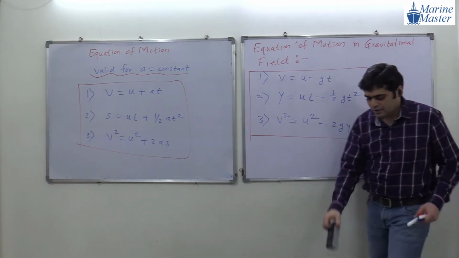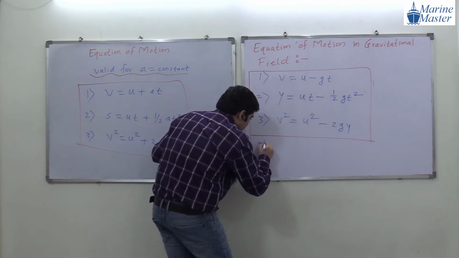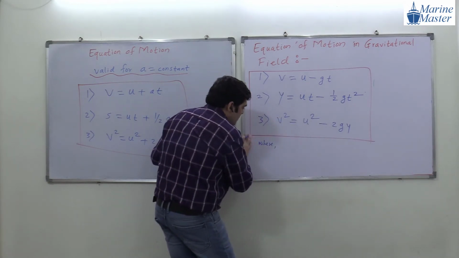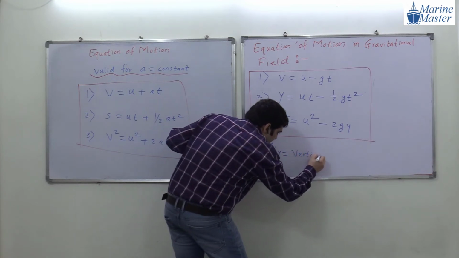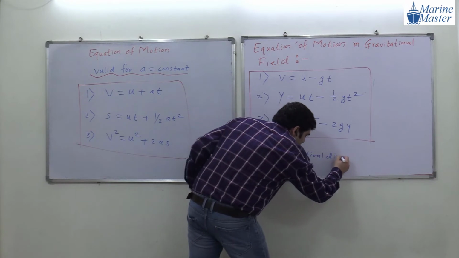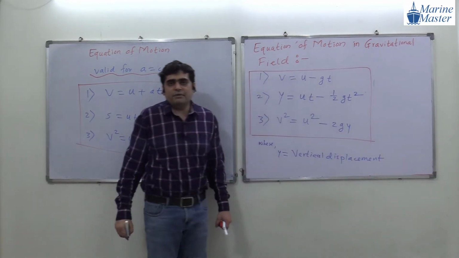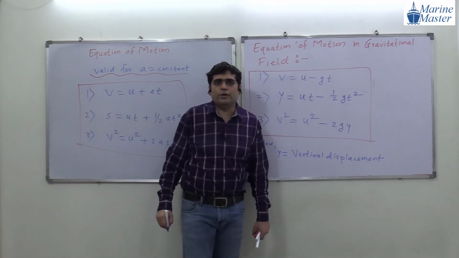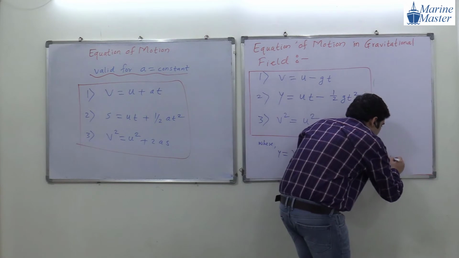Here, what is meant by y? We know the meaning of all the other terms. Y means vertical displacement. Very good. And whenever we say displacement, what will be the unit of displacement, guys? Meter. Displacement in meter.